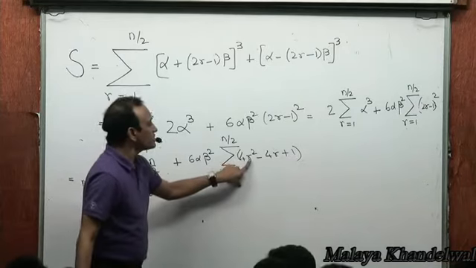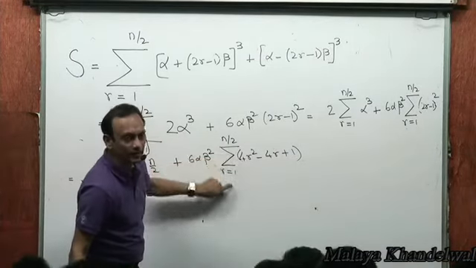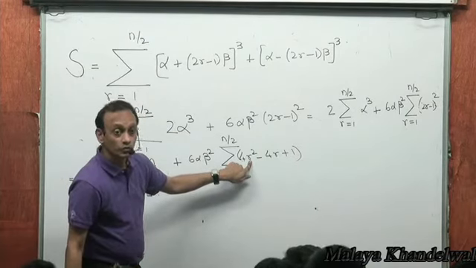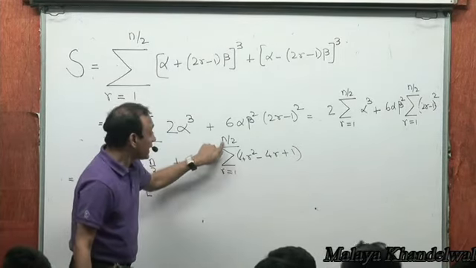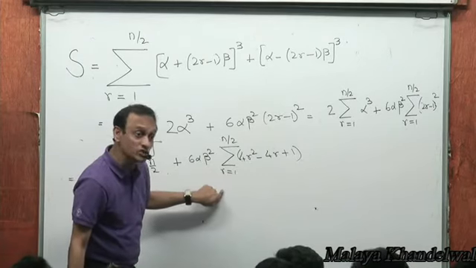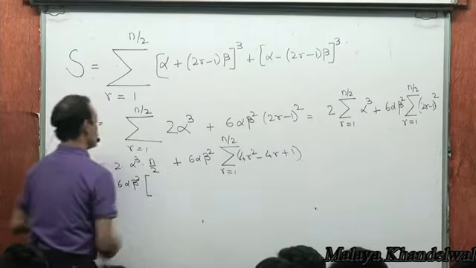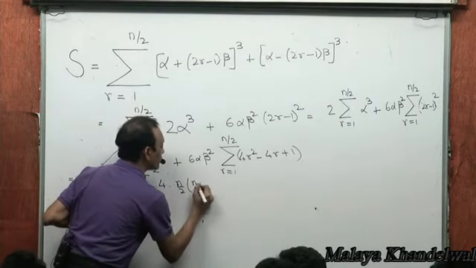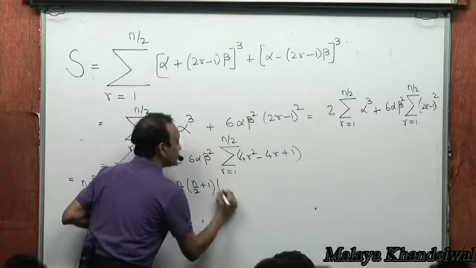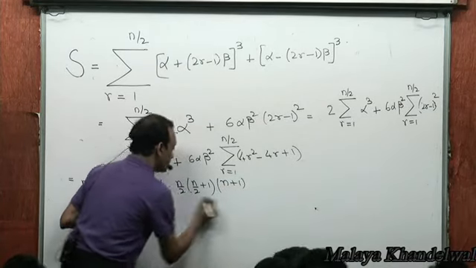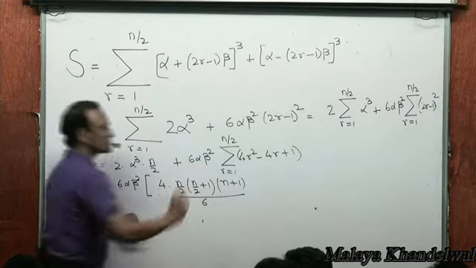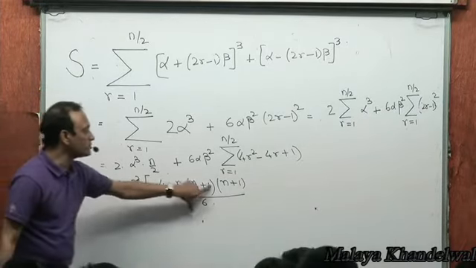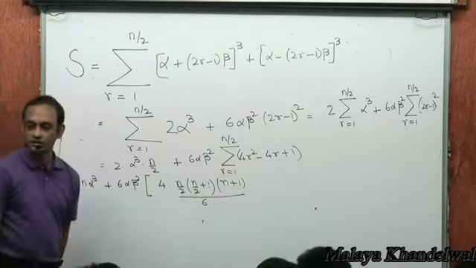This is 4 times the sum of the squares of the first n by 2 natural numbers. Summation r squared is the sum of the squares of the first n by 2 natural numbers. So 4 times n by 2 into n by 2 plus 1 into 2n plus 1 by 6. Sum of the squares of the first n by 2 natural numbers, n into n plus 1 into 2n plus 1 by 6, right?